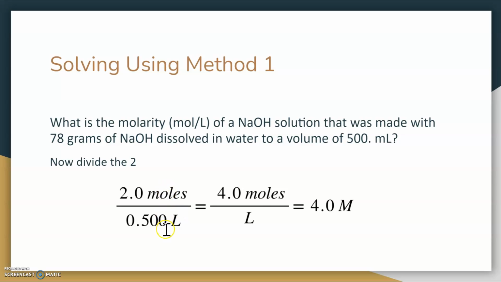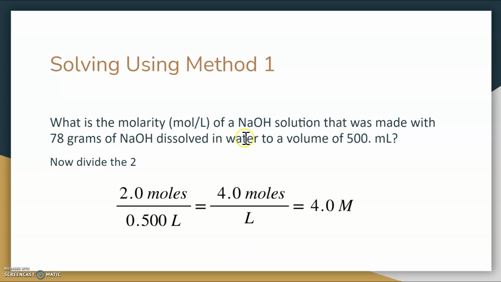So now I divide the two and I put that in my calculator. I get 4 moles per liter. And the abbreviation for moles per liter is a capital M. So when you see capital M, I want you to think moles per liter. So my answer is 4 moles per liter.